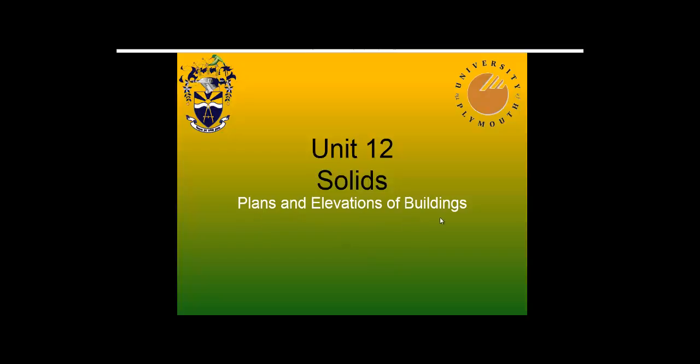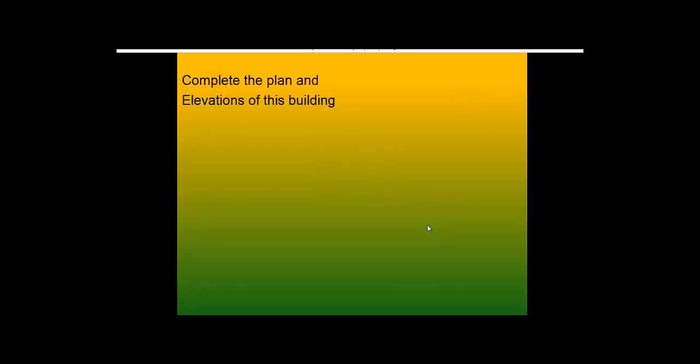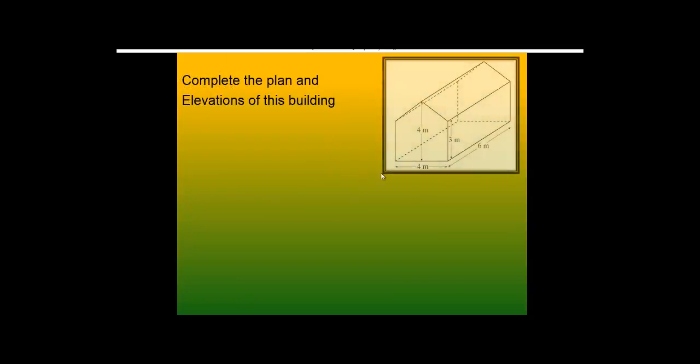Plans and elevations of buildings and other shapes. Complete the plan and elevations of this building. So we can see this is a 3D representation. The end is a pentagon, where we have a rectangular type structure with a triangle on top. And then we can see this is a rectangle, and the roof sections are rectangular panels, and so on.